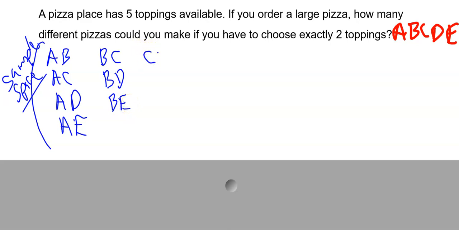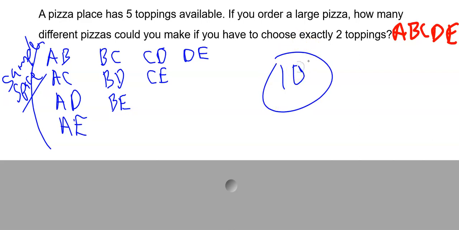Let's go with C's now. CD, CE. I think that's it. And then DE. I think I've got every single possible combination there is. 1, 2, 3, 4, 5, 6, 7, 8, 9, 10. You might have even noticed a pattern there. You might not have quite finished once you figured out 4, 3, 2, 1. You're adding up 4 plus 3 plus 2 plus 1. 10 is the number of different possible pizza combinations.